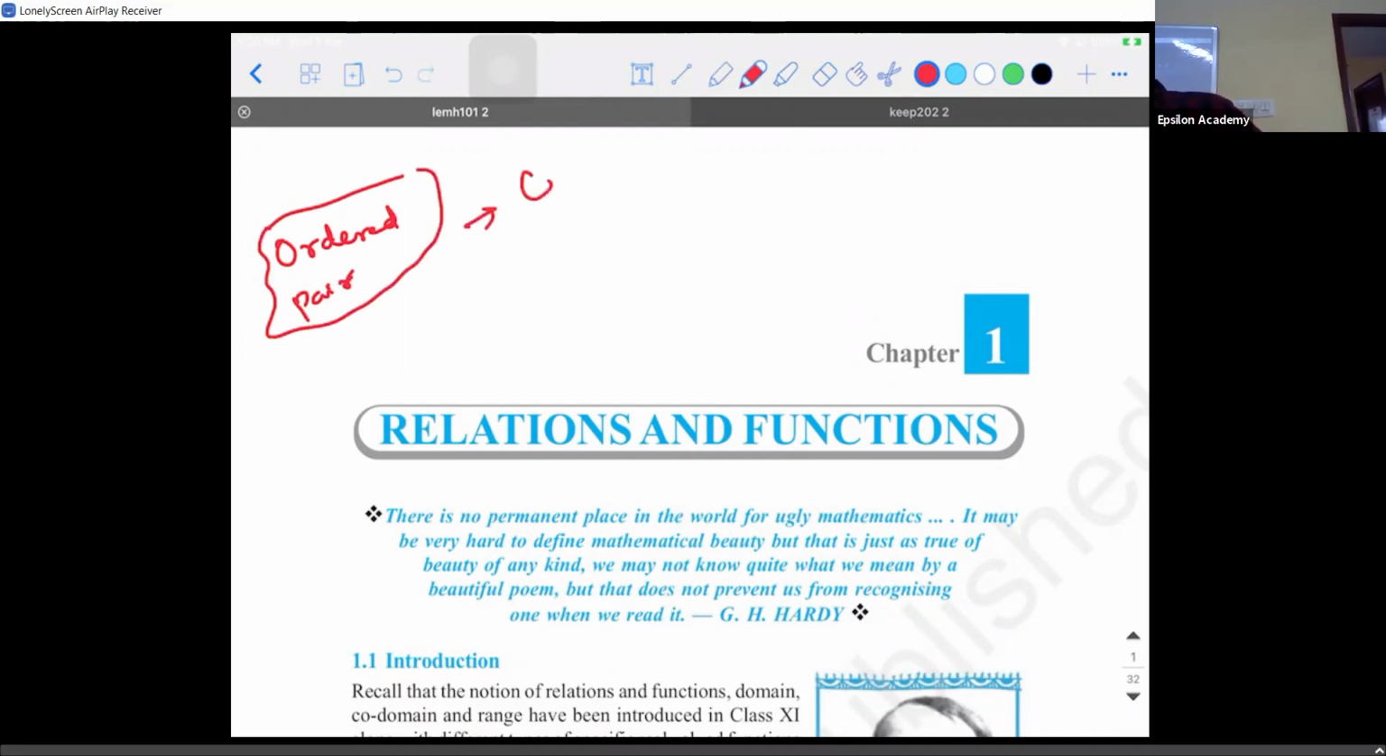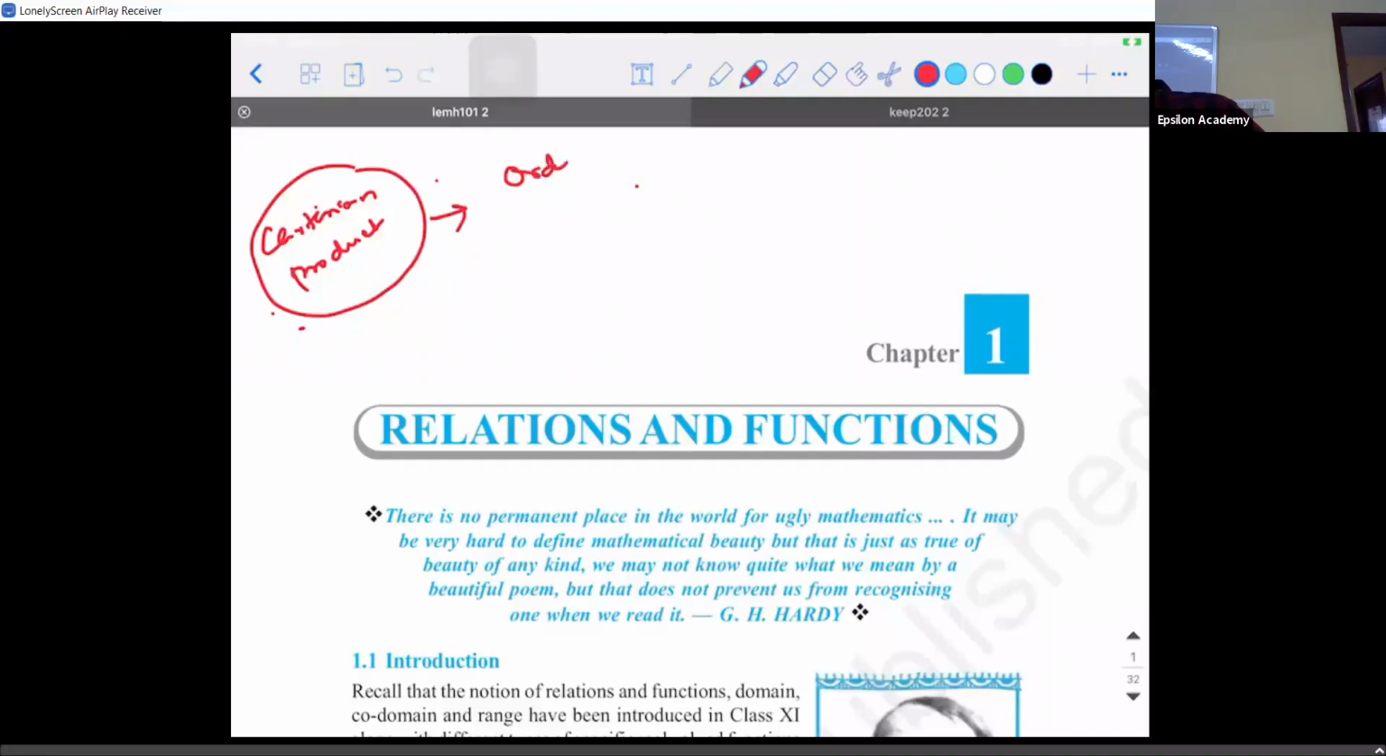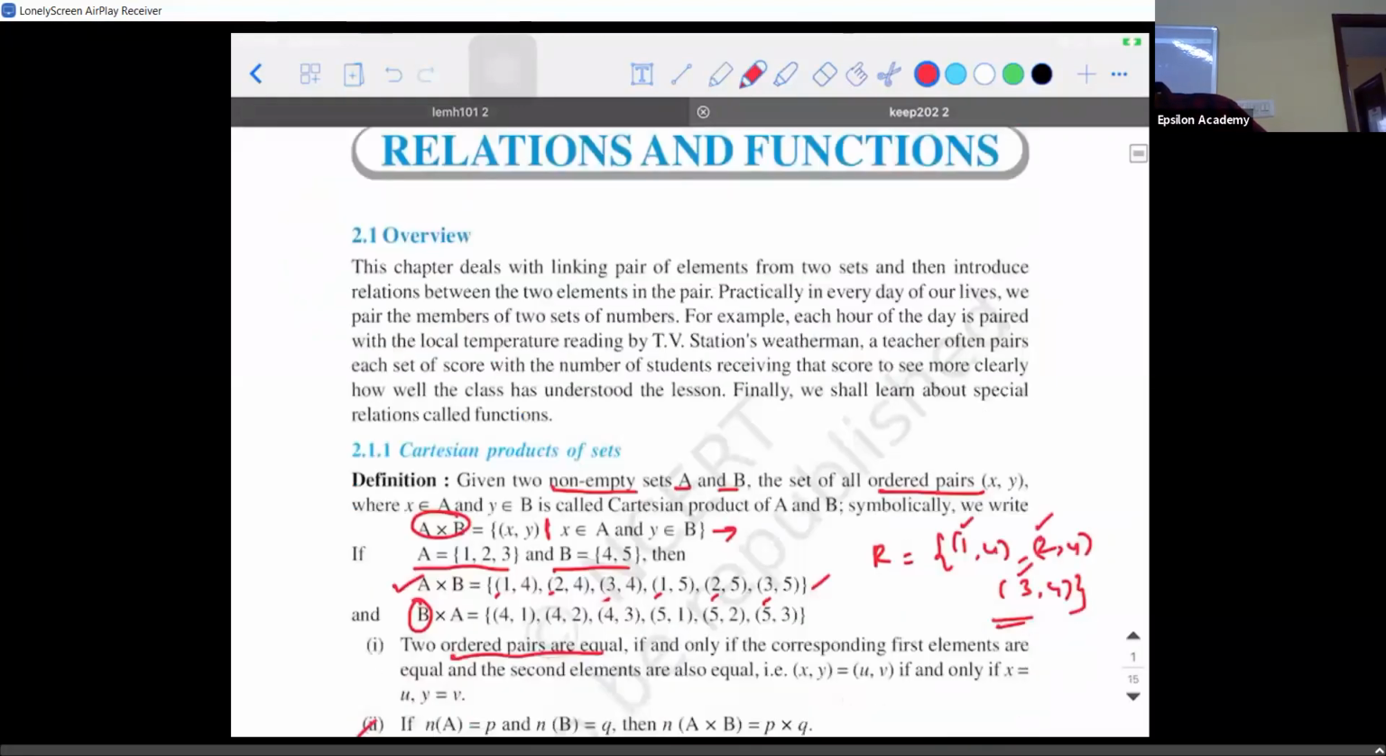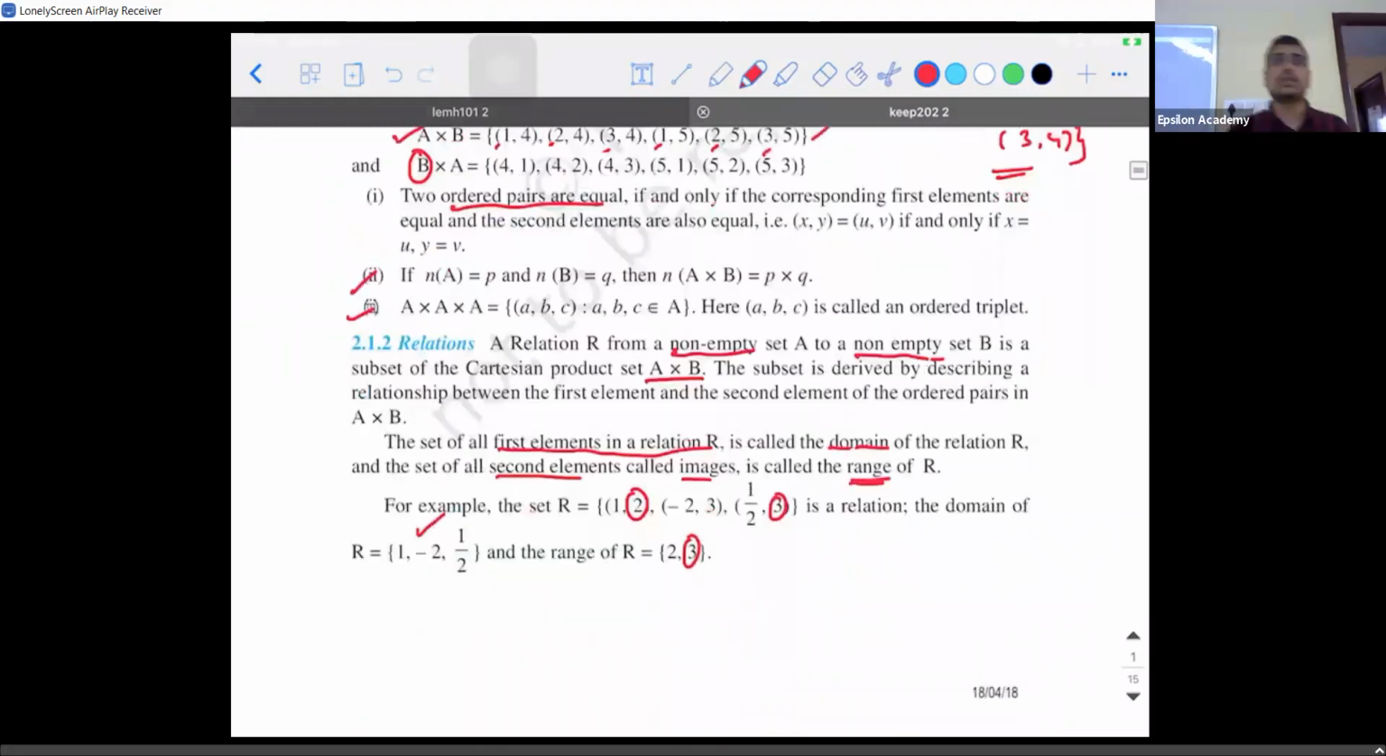So ordered pair is a result of... actually I should come in reverse. When you do the Cartesian product, what is the output you get? The output that you get is an ordered pair. From this ordered pair, if you take a subset or a complete set, then that is what we call a relation, right? So that's what you would have learned last year. Right. So let's look at the definition of relation again.